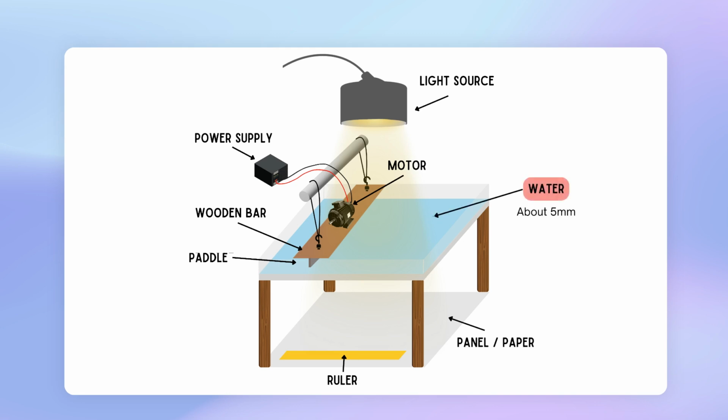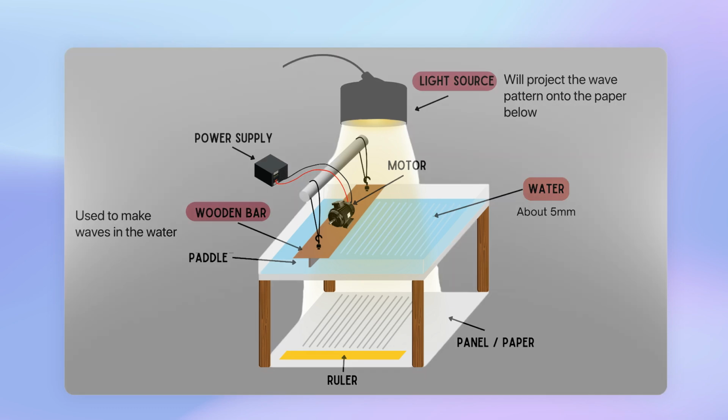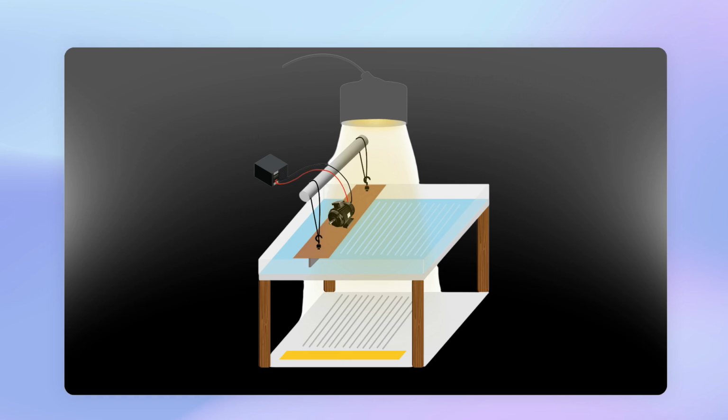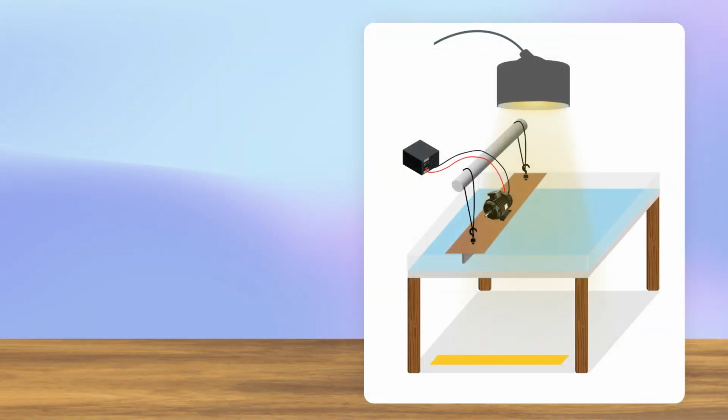Start by ensuring the tank is set up on a sturdy surface with about 5 millimeters of water. The motorized wooden rod will be used to create waves, and a lamp positioned above or below the tank will project the wave pattern onto the panel. If the wave pattern is hard to see, try dimming the lights in the room. Additionally, if you have access to a strobe light, use it to freeze the waves. This will make counting and measuring much easier. We're now ready to begin the experiment.